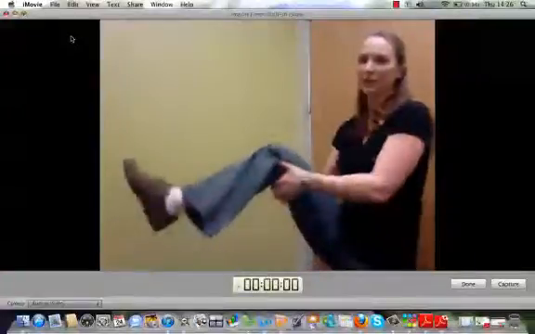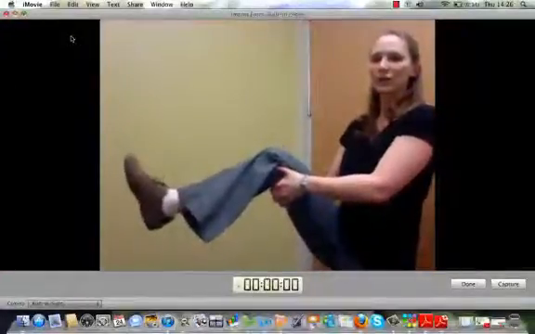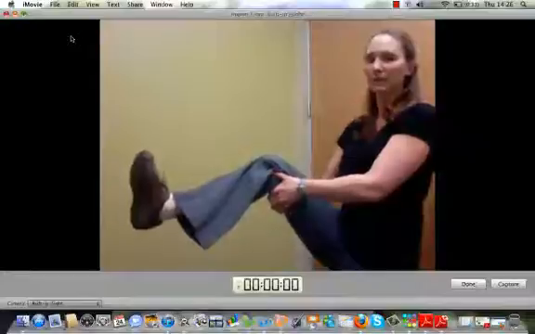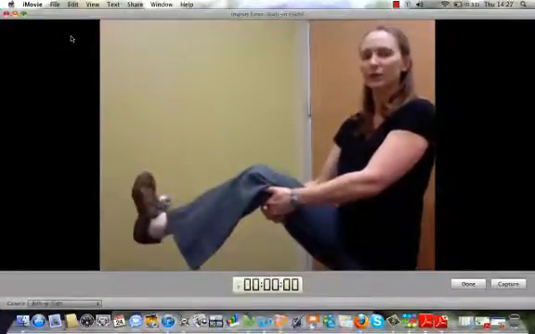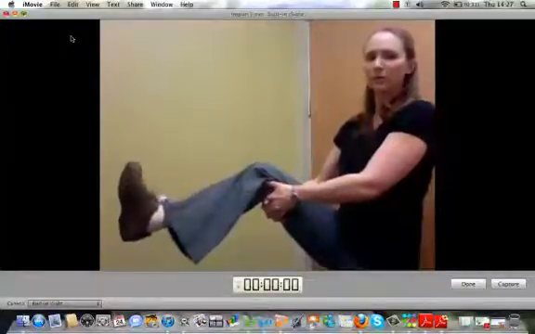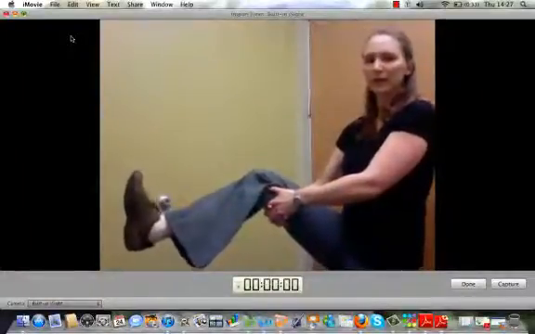Then we have eversion and inversion, which has to do with your foot again. You have to excuse me as I pull up my foot here. Inversion will be if you roll your foot in. Eversion will be if you roll your foot out or roll your ankle out. So inversion, roll it in, roll it out, that's eversion.